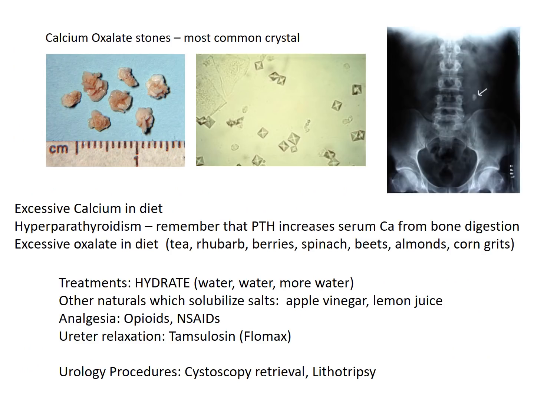Calcium oxalate stones are the most common. These tend to be more the jagged shard type stones. These things can get pretty big, as you can see in the photo there. They have a very characteristic appearance on microscopic UA, very easy to spot. They kind of look square, and then they have that cross-hatched X in it.